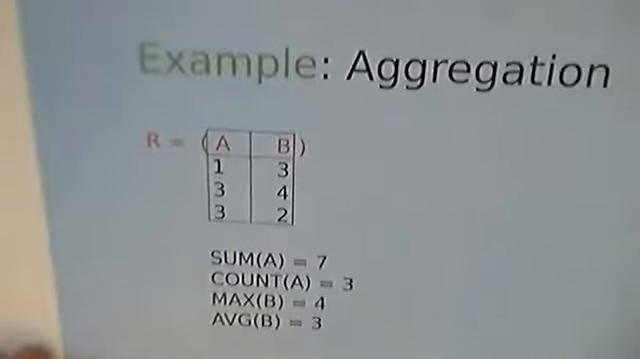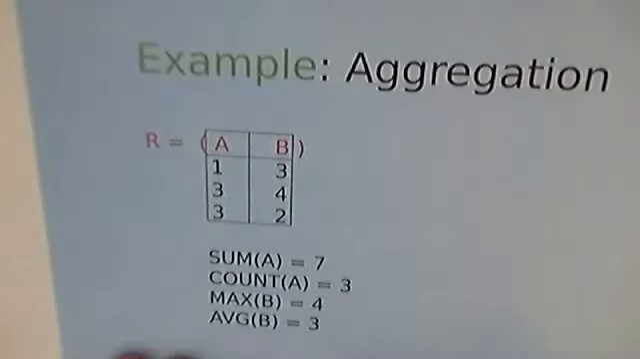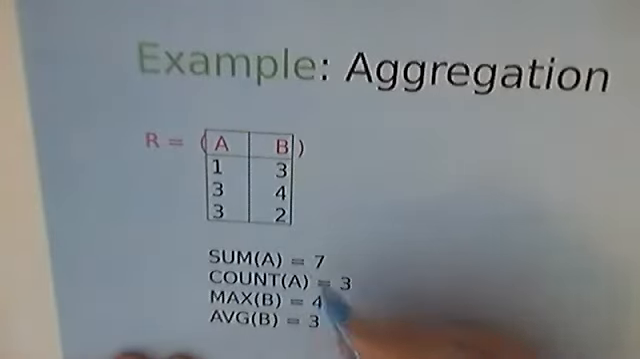So the easy ones are the ones where you're just doing it over the whole relation itself. So sum of A is just going to go through all the A's here. Sum of A would give us 7, of course, and you can calculate the rest of them.